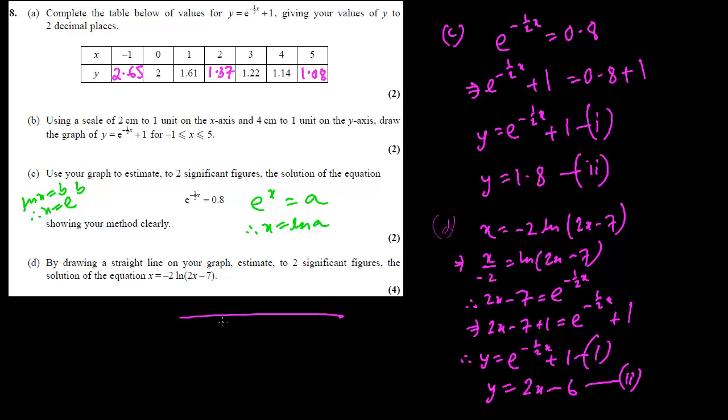In order to plot it, we can take any 2 points that span the entire graph. We can take the first one, minus 1, and we can take the last one, 5. If we put minus 1 over here, that would be minus 2 minus 6, this is minus 8. And if we put 5 over here, 2 times 5 is 10, 10 minus 6 is 4.